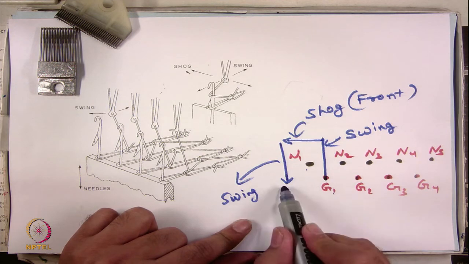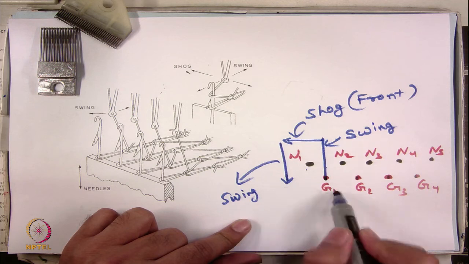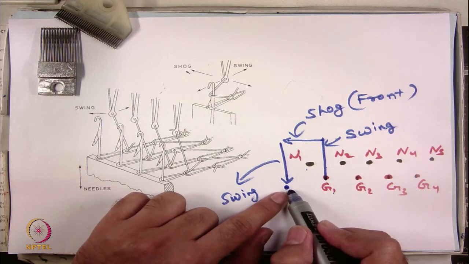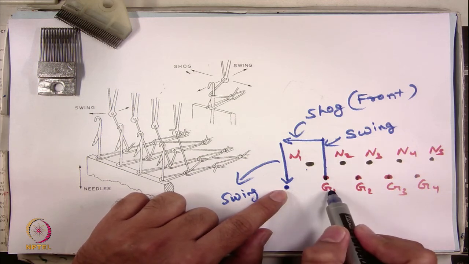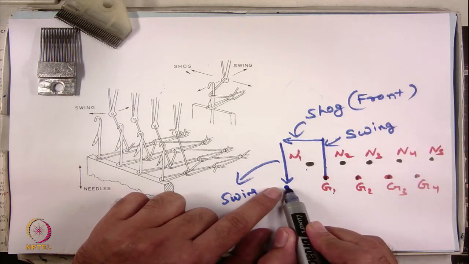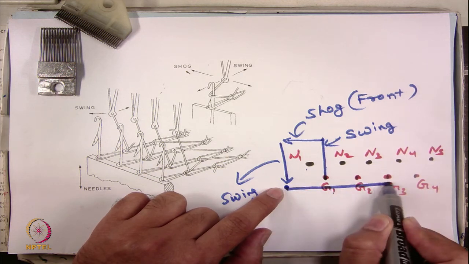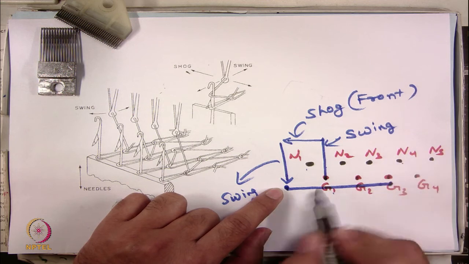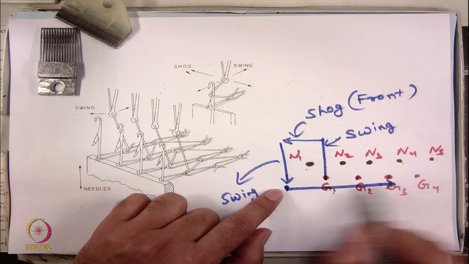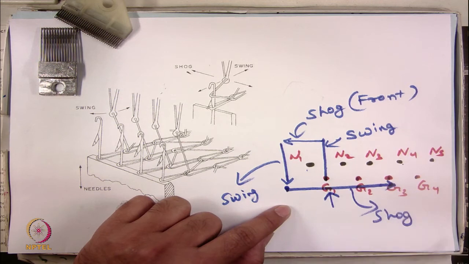Okay. So, after swinging, shogging, again swinging, the guide bar position is now here, but after reaching this position, this guide bar has to decide which needle it wants to provide yarn to. So, it changes its position to some other needle position. Let us suppose it wants to provide yarn to N4. So, it moves from this point to this point. This is the movement of G1. Again this one is shogging motion.